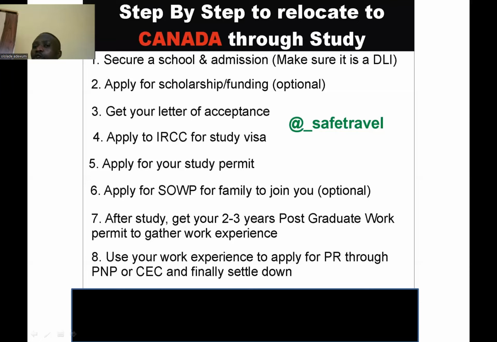Take note, not all schools that are DLI are also postgraduate work permit eligible. Don't make that mistake. It doesn't mean that because a school is a DLI, it's also postgraduate work permit eligible. No. There are schools that are just DLI, they are not postgraduate work permit eligible. It means when you finish, you won't be able to secure your work permit. So take note of all of this.